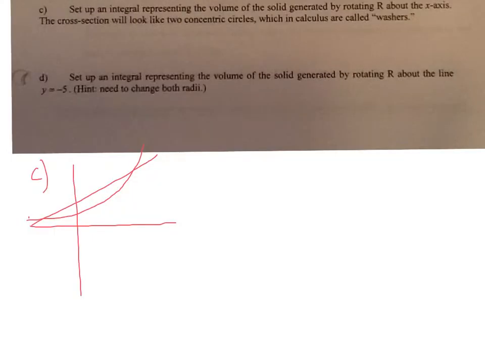In part C, we're asked to set up an integral representing the volume of the solid generated by rotating R around the x-axis. It says the cross-section will look like 2 concentric circles, which in calculus are called washers. So I've drawn the graph of the 2 functions we were given, and now the idea is that we're going to take this area and rotate that area around the x-axis.